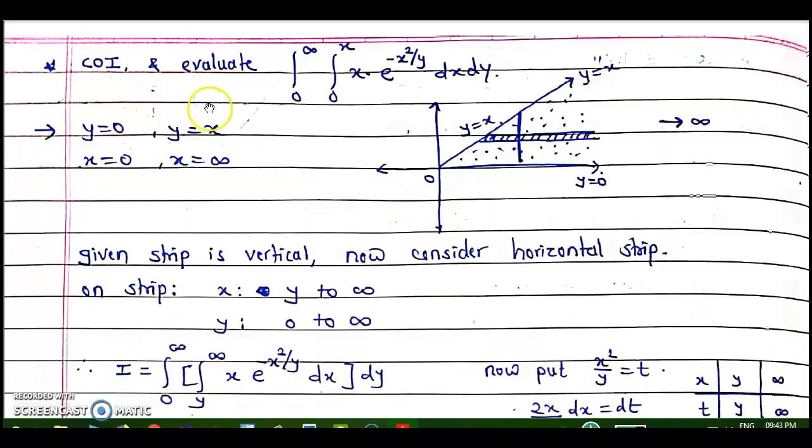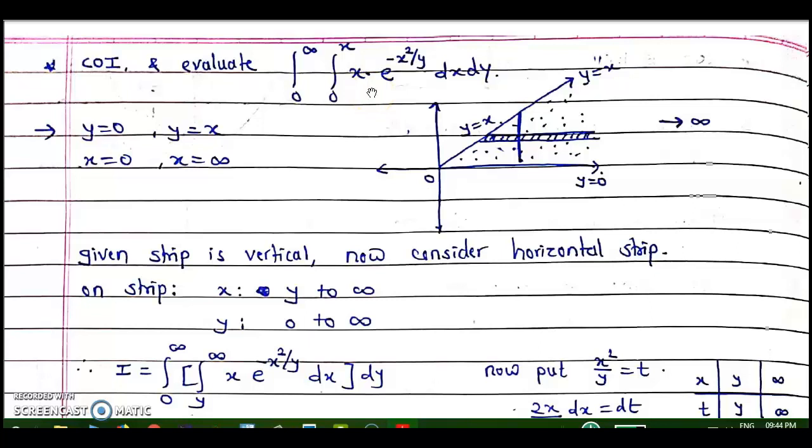Second example, change the order of integration and evaluate the integral from 0 to infinity, outer integral limits constant, and integral from 0 to x e raised to minus x square by y dx dy. Again, the observation must be on limits: inner integral limits are in x. They are functions of x. Therefore, they are the limits of y, and outer integral limits are of x. So here the order of integration is first y, then x.